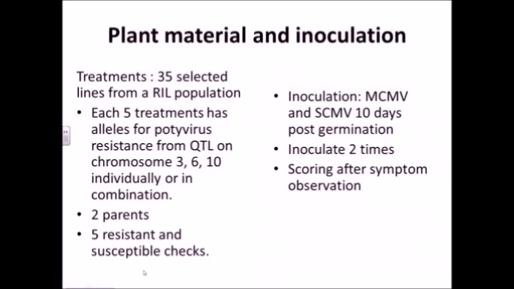35 selected lines from the RIL population. I've already described this. So each of the 5 treatments has alleles for potyvirus resistance from the 3 QTL. 2 parents, 5 resistant and susceptible checks, so that's a total of 42. Inoculation 10 days after germination, inoculate twice, and then begin scoring after symptom observation.